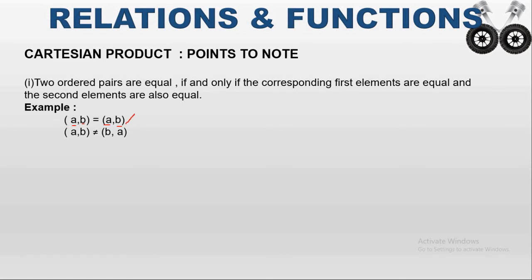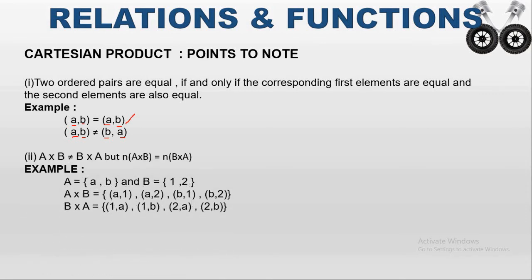So what is the second one? (A, B) and (B, A). The first element here is A, but here it is B. So A and B are different, they are not equal. As well, the second element in the LHS is B, and the second element in the RHS is A. So again these two are not equal. That means these two ordered pairs are not equal.